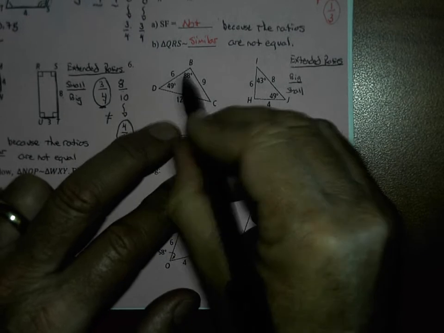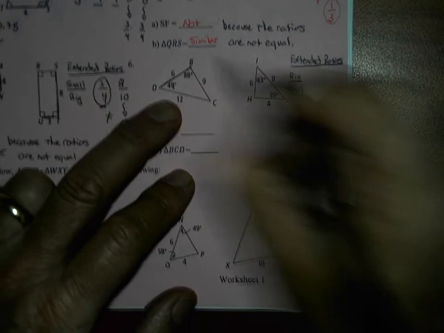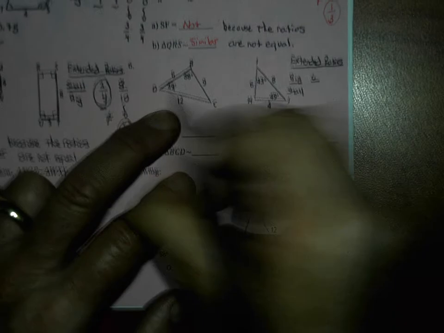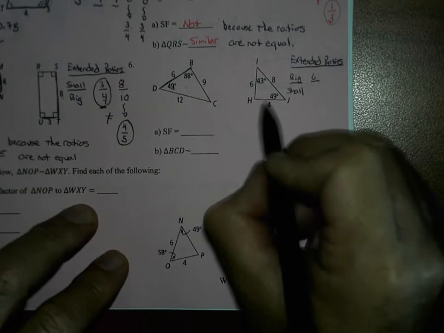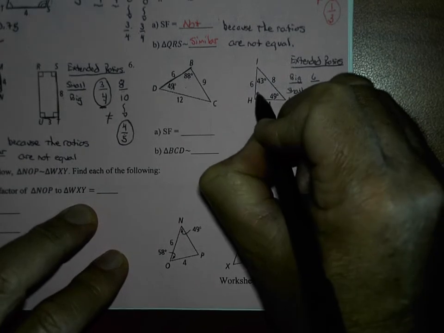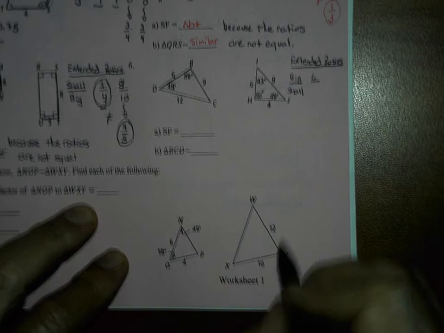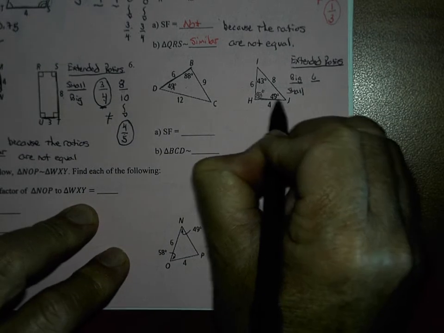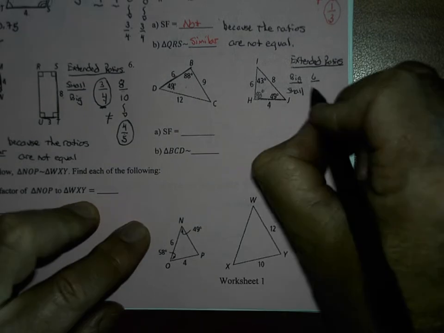So let's pick a side from the big triangle. Let's pick side DB, which is 6. Notice that side is connected by the 49 and the 88-degree angle. So that would be connected by the 49, and then this angle down here has to be 88, because if I added up these 3 angles, they have to add up to 180. So that means connected by the 49, 6 over 4 is one of my ratios.